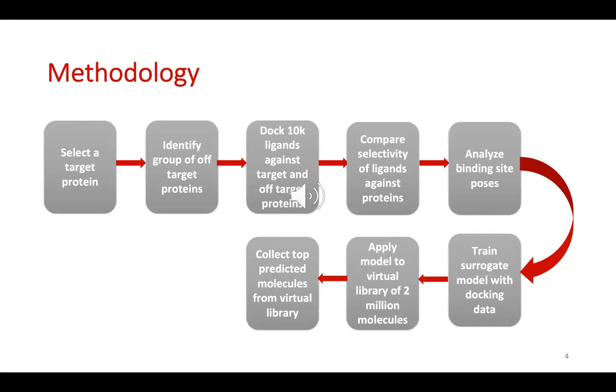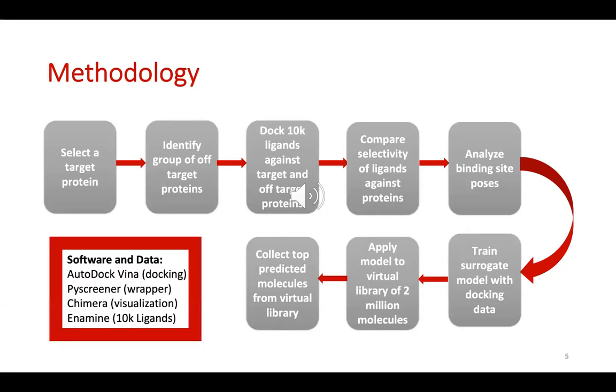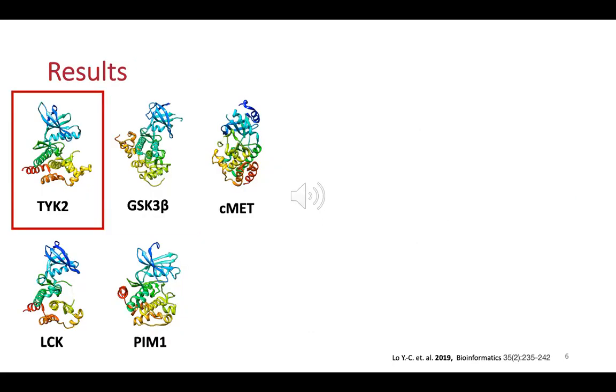The plan for this research is to select the target protein, TYK2, dock 10,000 ligands against this protein and off-target proteins, and train a surrogate model with the docking data and collect top predicted molecules from a virtual library. We will be using AutoDock Vina to dock as well as the following software and data. Here we have the TYK2 and 4 off-target proteins.